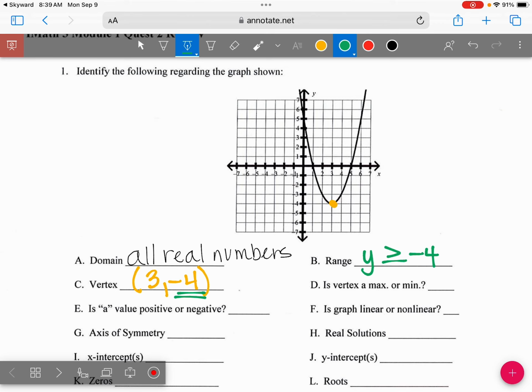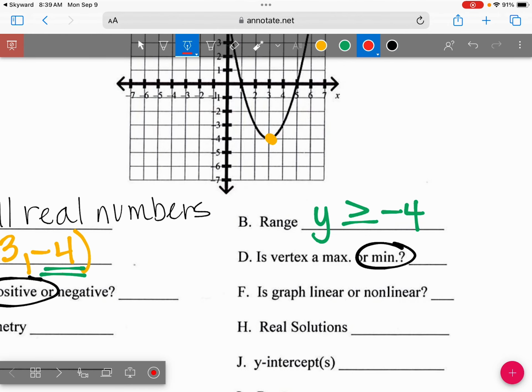Is that going to be a minimum or a maximum? Minimum, good. Because it's a smile. Remember, smiles have minimums and frowns have maximums. Part E, is the A value positive or negative? Positive.